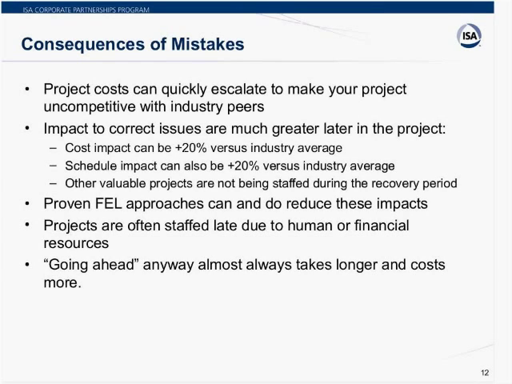As Nick said, there are mistakes that can be made. There are significant elements of scope that can be underestimated or just not included at all. And so let's talk a little bit about some of the consequences of those mistakes. The first is the project cost can absolutely escalate very quickly to where the project that was previously justified and competitive moves immediately to being uncompetitive with your industry peers. The types of costs that we're talking about can quickly be plus 20% versus your peers. Schedule would also be impacted either because of rework or additional work that has to be done late. That can also be another plus 20% on the schedule.